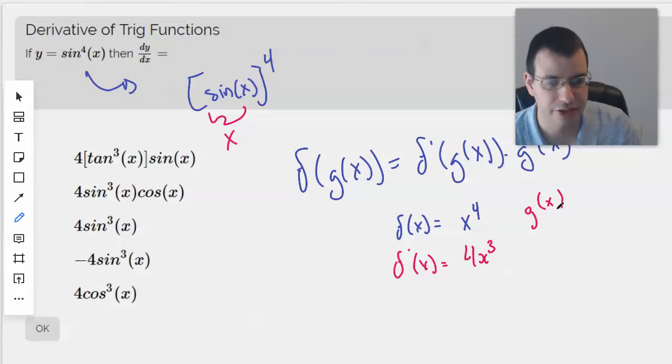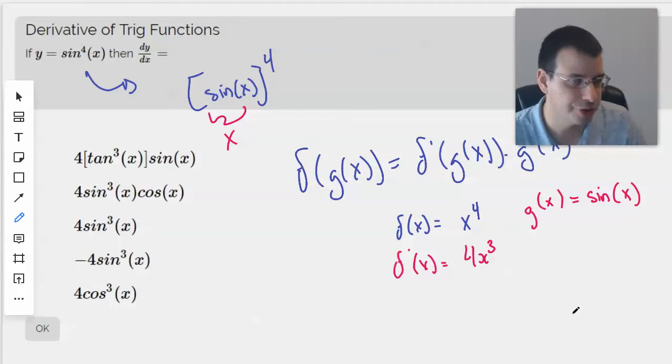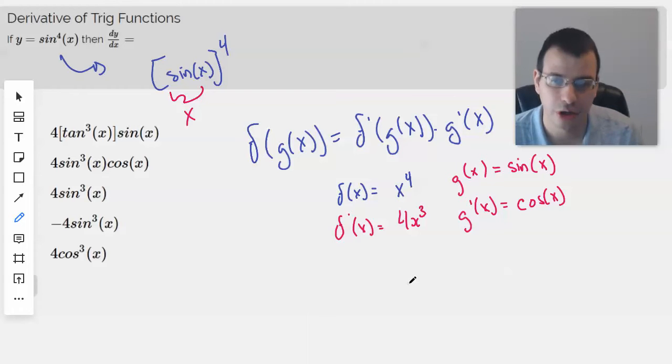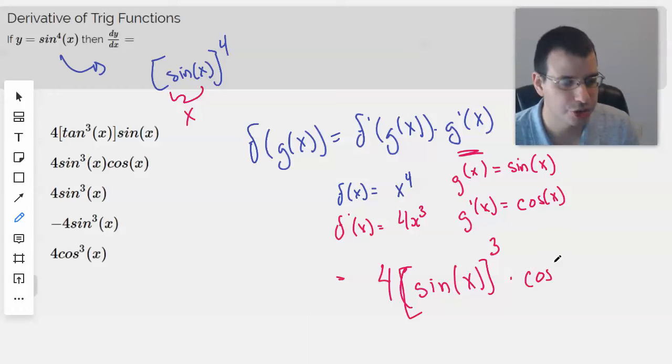g of x in this case would be sine of x. And the derivative of sine of x, which you just know, is g prime of x equals cosine of x. And so when you put all of this together, you get f prime of g of x, so we do 4 times g of x, sine of x, in brackets, cubed, times g prime of x, which is cosine of x.